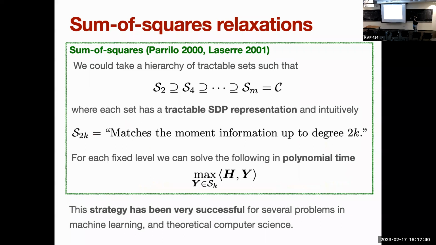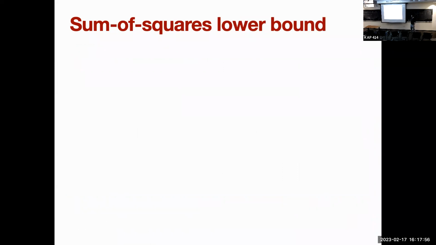This idea that seems very simple has actually had a lot of applications in machine learning, dynamical systems, control theory, and statistics. There are many problems that we only know how to solve using machinery like this. So maybe we can do something like that for our problem. It turns out that we proved that that's actually not the case.